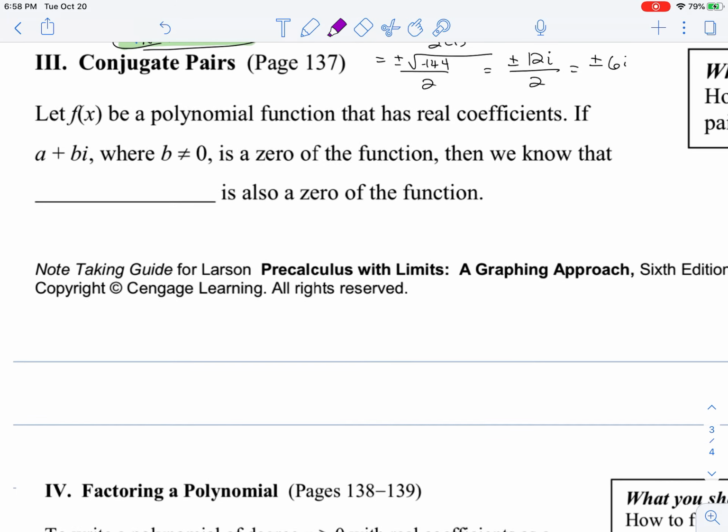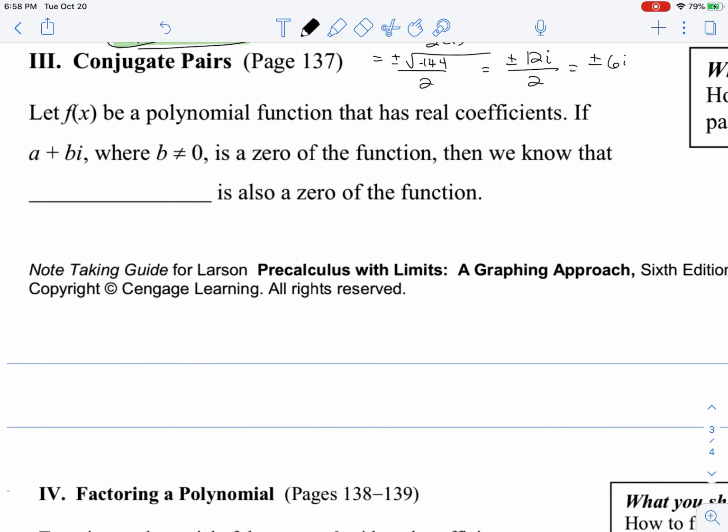All right, let's talk about conjugate pairs. Conjugate pairs say this. If a plus bi, where b is not equal to 0, is the 0 of a function, then the conjugate, which is a minus bi, is also a 0 of the function. So here's the deal, friends. If you have an imaginary root, the conjugate of the imaginary root is also a root. They always come in pairs. So where there is one, there's always another one, okay?